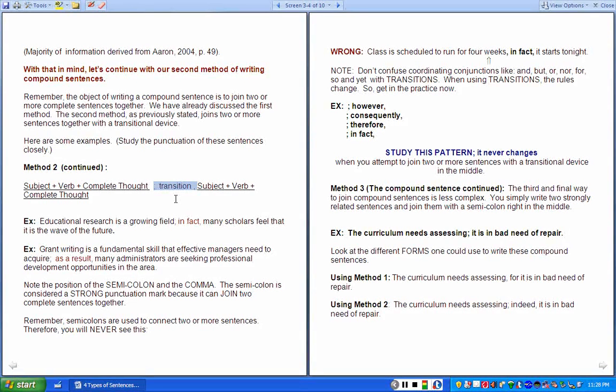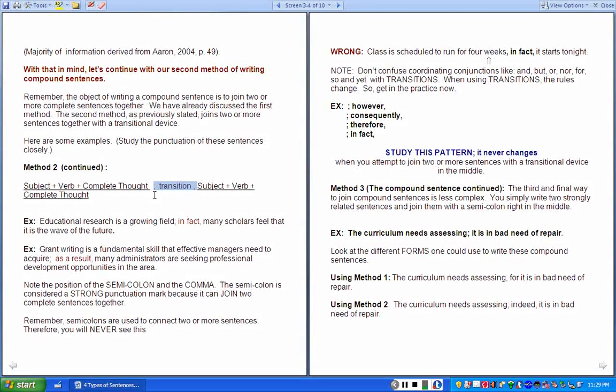As we move on to method 2, notice that the transition has two punctuation marks around it. To the left you have what? That's called the semicolon. Then you have the transition, like however, and then following the transition, what do you have? A comma. This is something, guys, you have to study. This is not something you're just going to always remember. You have to study it. So if I have a sentence to the left and a sentence to the right, again, this is a signal. And I have a semicolon. A semicolon is only used when we join two sentences together. It symbolizes that that is happening.